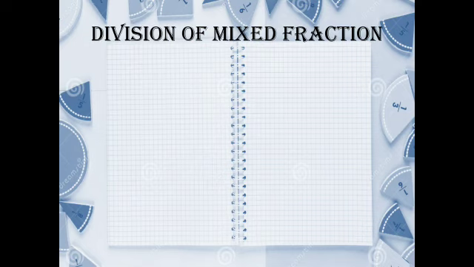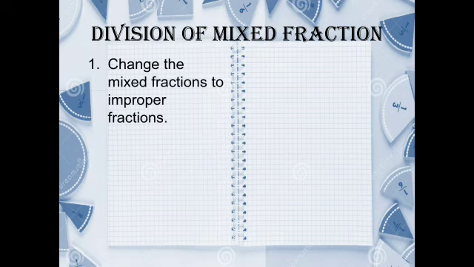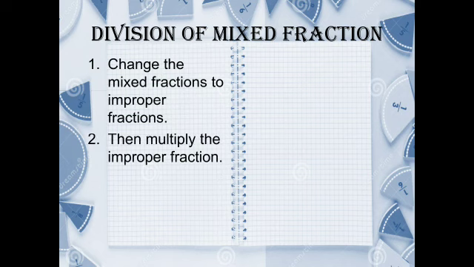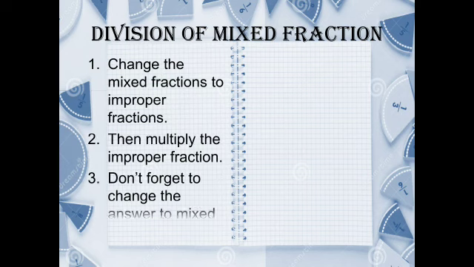Division of mixed fractions. There are certain steps to clear this as well. The first one is change the mixed fraction to an improper fraction. Again the same thing. Then multiply the improper fraction. Do not forget to change the answer to a mixed fraction again. Now let's do it with the help of an example. 5 1 by 3 divided by 2 by 3.